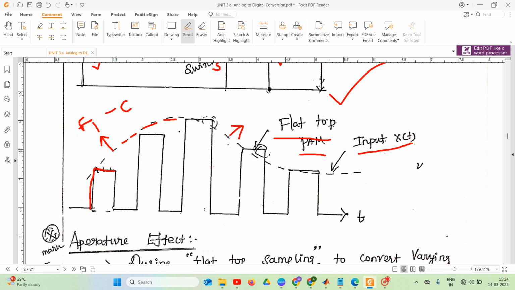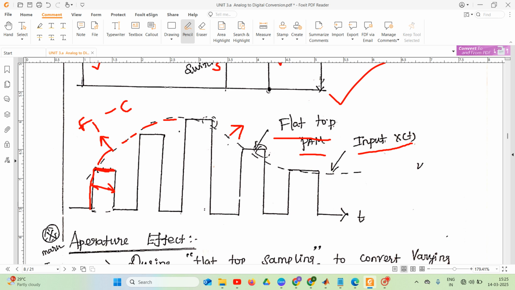varies according to our modulating signal, right? But at the top, the amplitude is constant. It is not varying according to our input signal. It is constant for the fixed duration, right? So we call this one as a flat. This is flat. It is present at the top. That's why it's called flat top PAM signal, right?